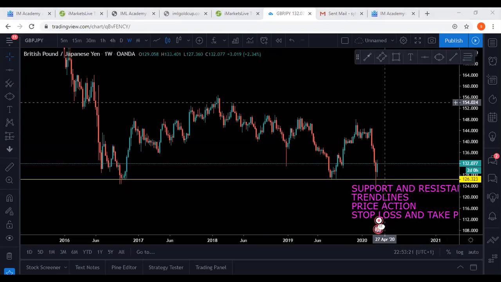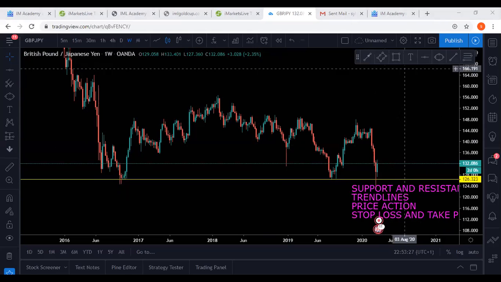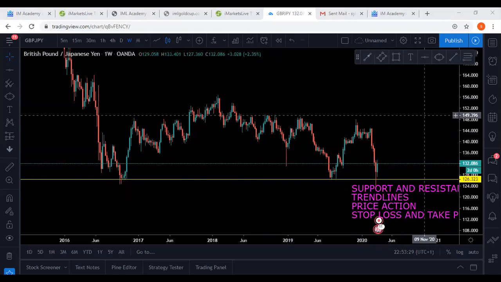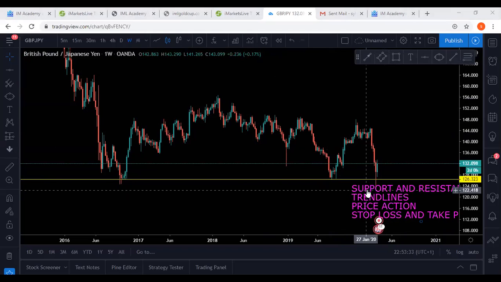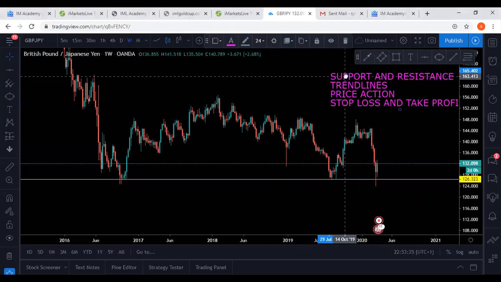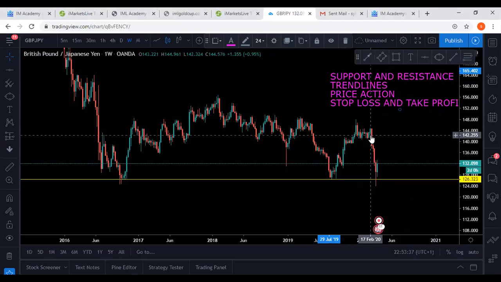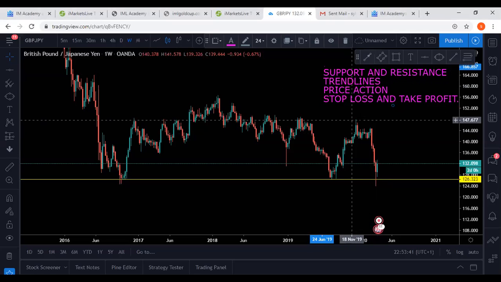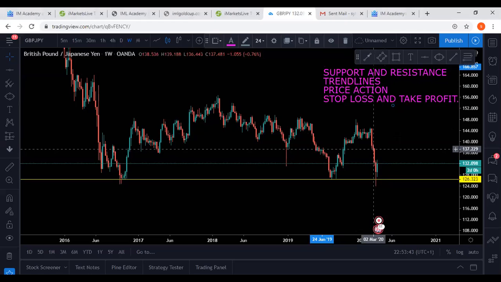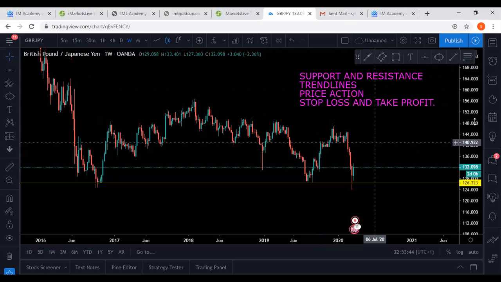Okay. Now, like I told you guys, you're going to be using your horizontal line to identify your support and resistance. Remember, we're still on support and resistance. I'm going to spend more time on support and resistance because it's the key for me. If you know your support and resistance, the others are secondary.